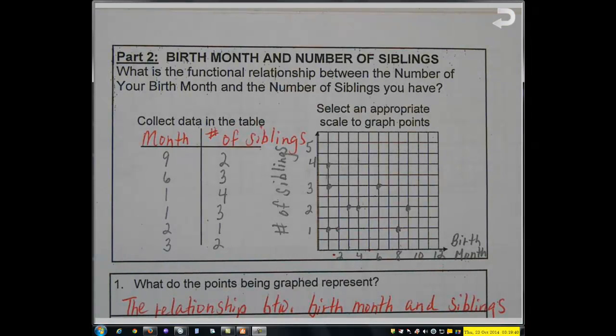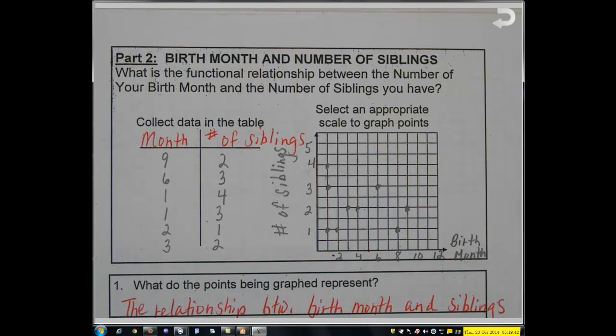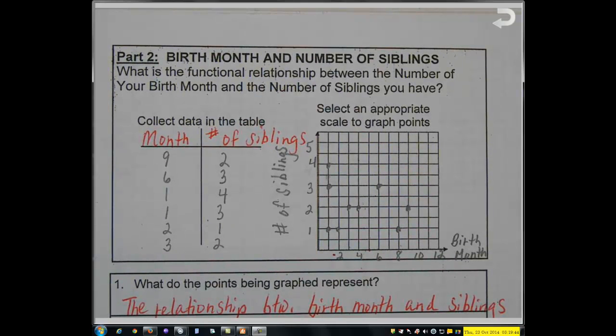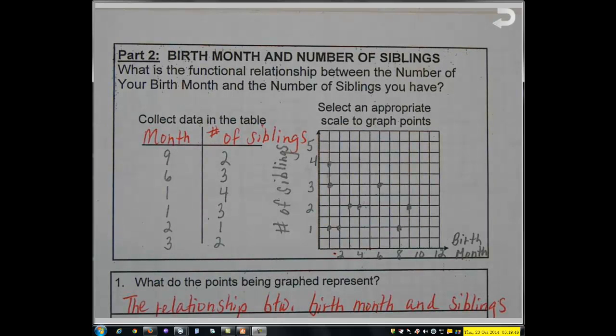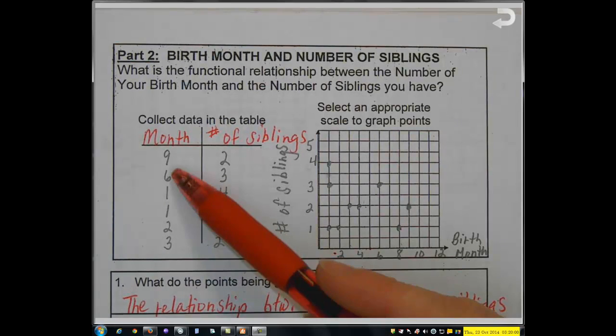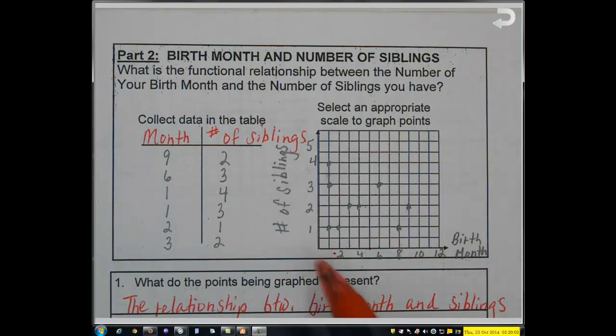Okay, 5th period, here's your chance to get famous on YouTube. Remember the survey that we took in class? We did a survey on the month that people were born in and the number of siblings that they had. So what I've done is I've recorded some of the results in the table, and then I've graphed a bunch of the points on my graph.